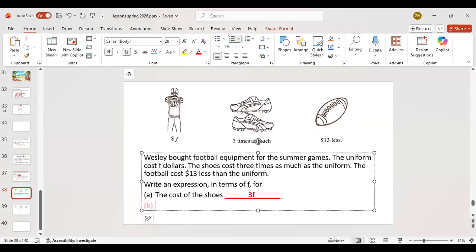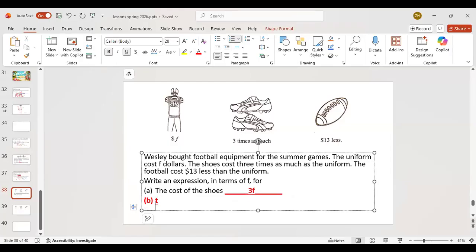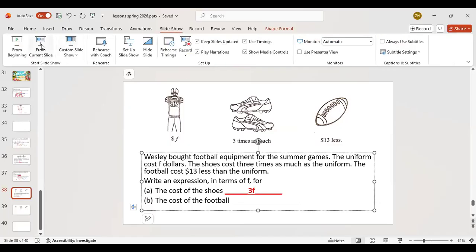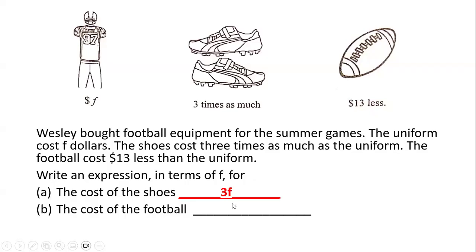Now we want an expression for the cost of the football. Write this down for me, please. We know the cost of the shoes is 3F. What is the cost of the football? This is what y'all got mixed up too. It says the football costs $13 less than the uniform. If it's 13 less, what are we gonna do?